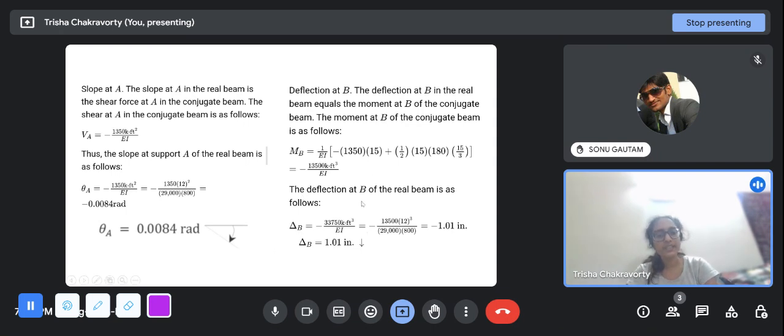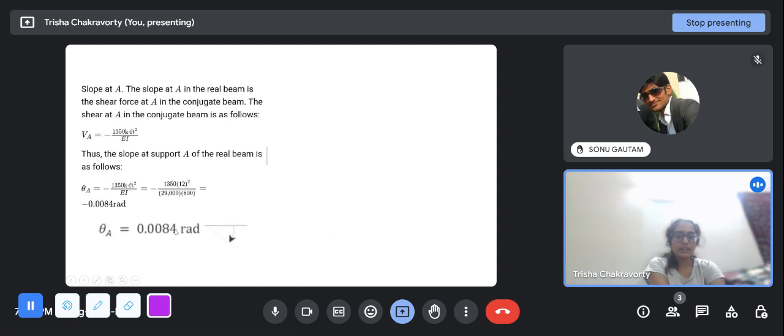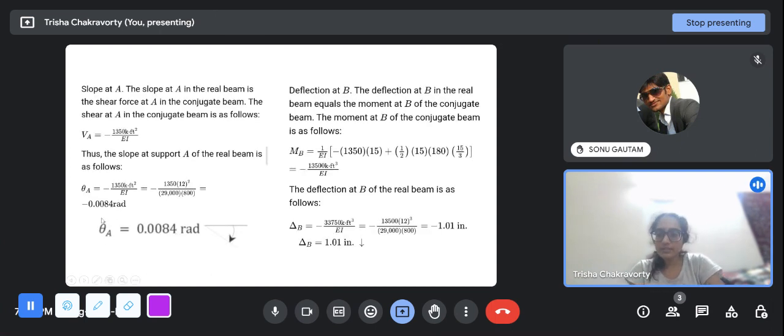So the deflection of B in the real beam will be in the downward direction, and we put in the values of E and I and get this in inches, because we put everything in inches. Trying to visualize it again, forget about the conjugate beam. When you apply a point load here at this midpoint or at any point, it will deflect something like this, and the B point is obviously going to deflect downwards. So that is why we are getting negative. We are getting negative slope, that is in the clockwise sense, and we are getting negative deflection in the downwards direction.